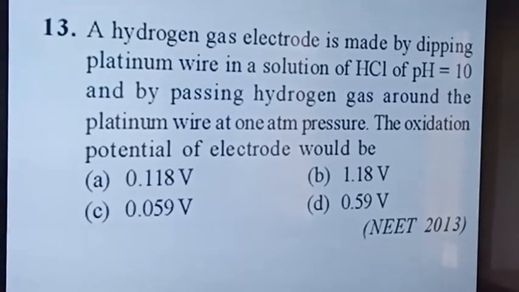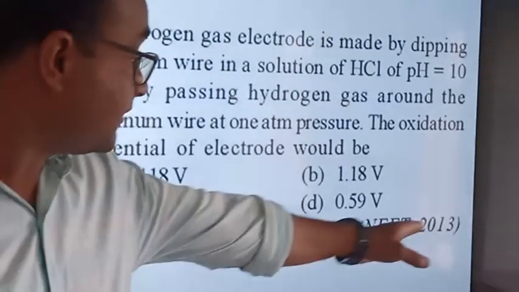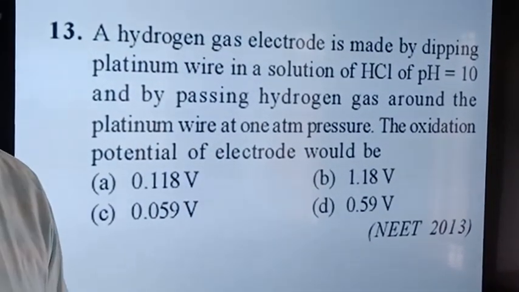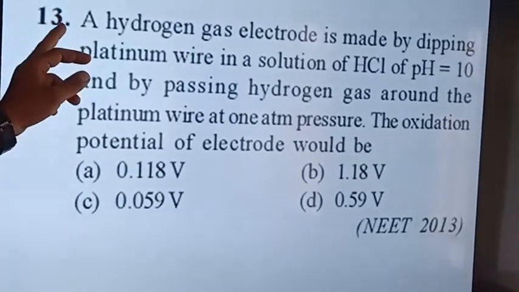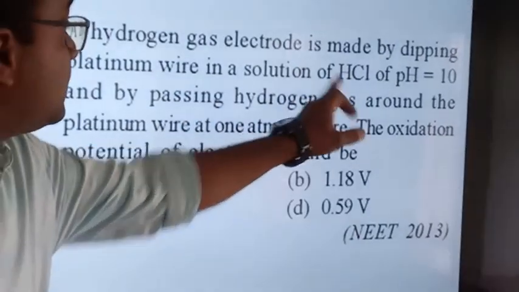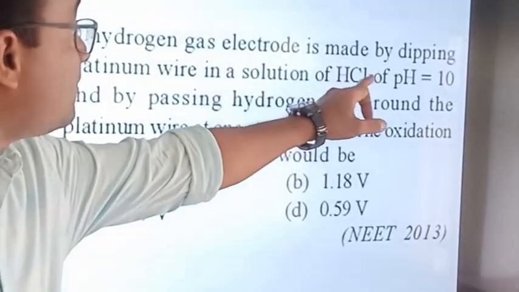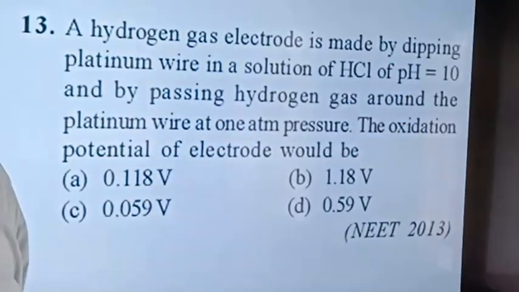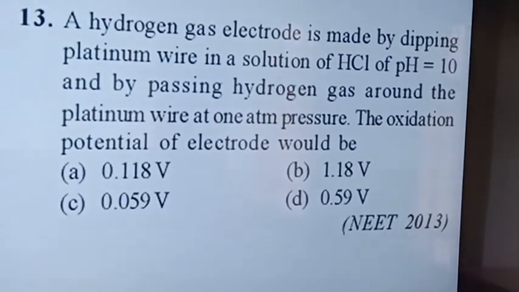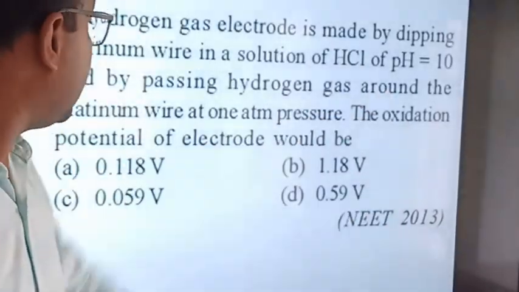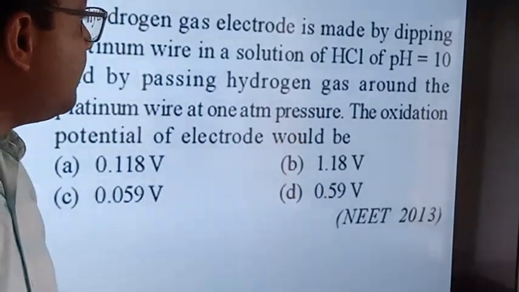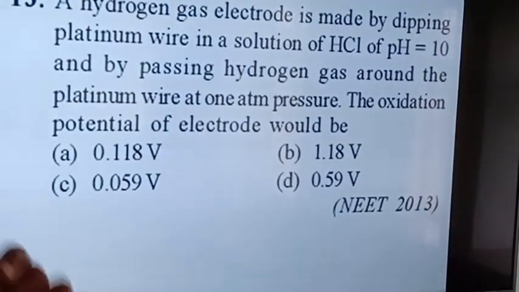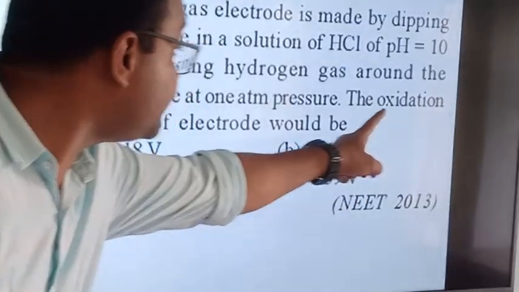Question number 13, which appeared in the NEET 2013. Very important question, very beautiful and interesting question. See the question. A hydrogen gas electrode is made by dipping a platinum wire in a solution of HCl whose pH is given, and by passing hydrogen gas around the platinum wire at 1 atm pressure, the oxidation potential of the electrode will be. He has not asked the reduction potential, he is asking the oxidation potential.